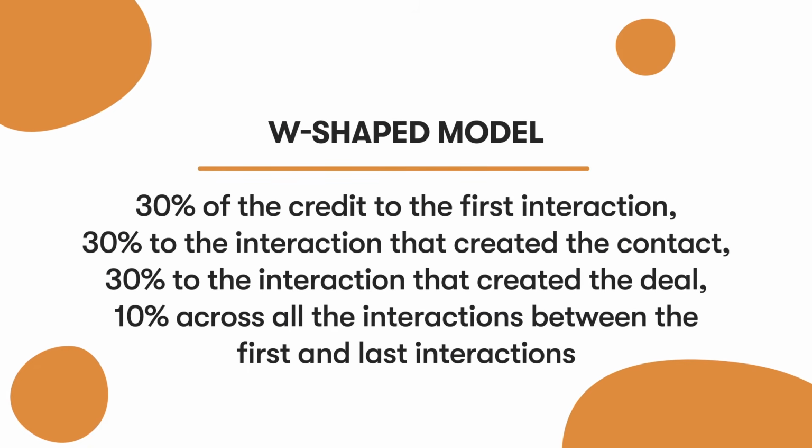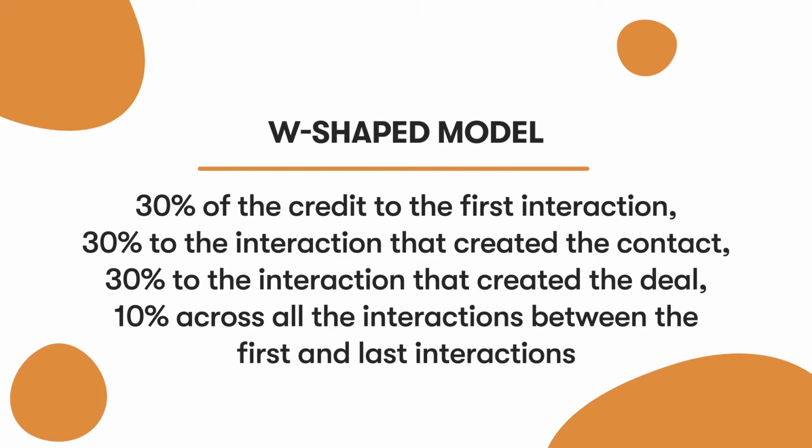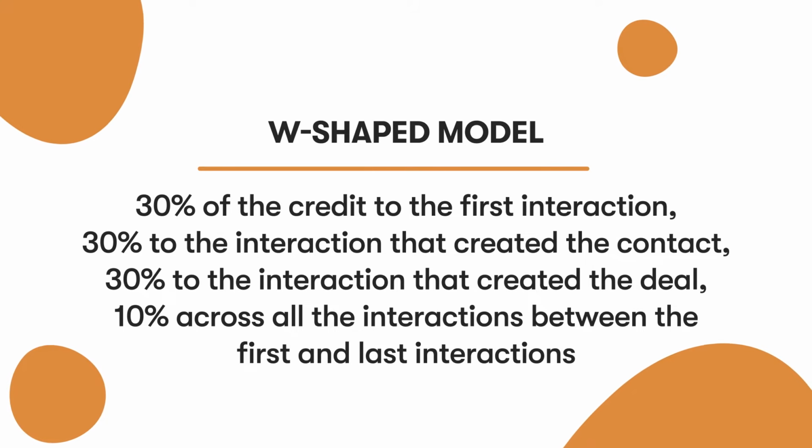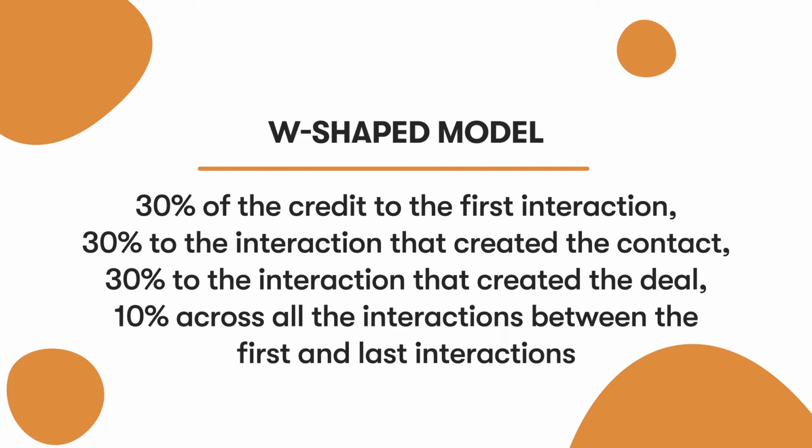Particularly if you are sending them nurturing emails or campaign content that is consistently engaging them. Back to letter-shaped attribution, there's also W-shaped attribution, which is a zigzag like a W is. So 30% of the credit goes to the first interaction, 30% goes to the contact creation interaction, and 30% goes to the deal creation interactions. This one is specifically just for deal creation, really.